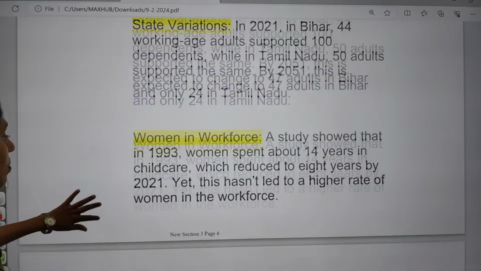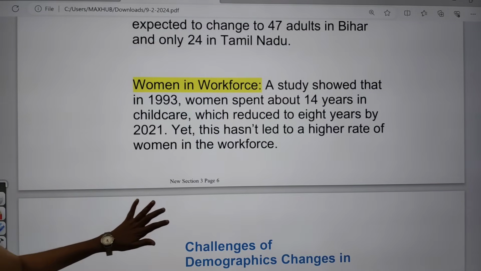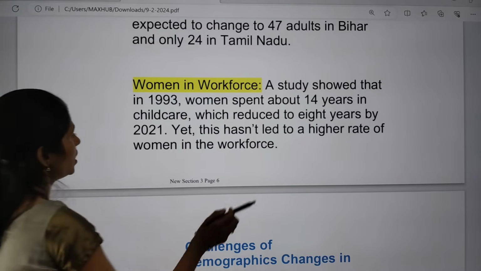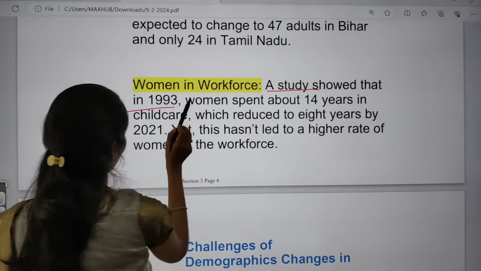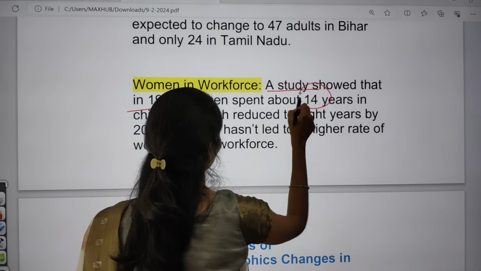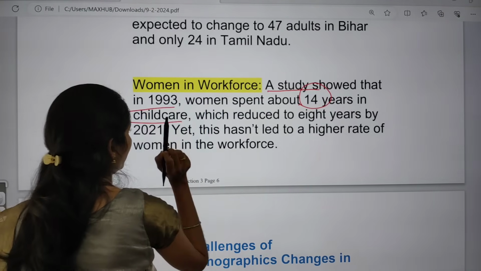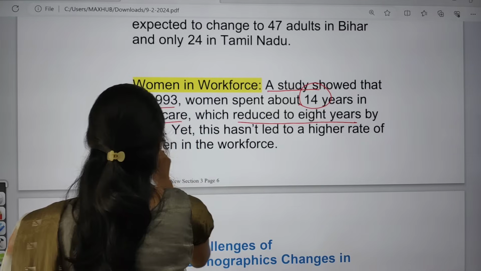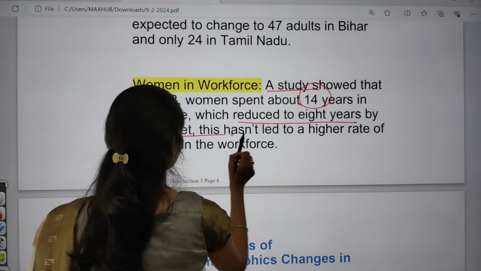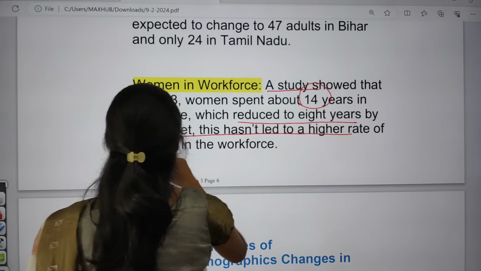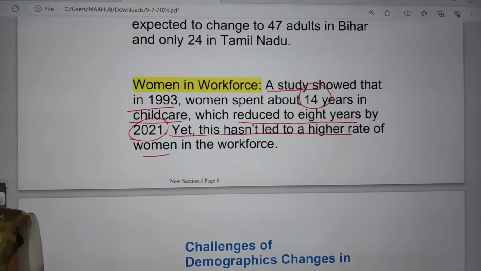Okay, next one is that women in the workforce are also very few. A study showed that in 1993 women spent about 14 years in child care, which reduced to 8 years by 2021, and this hasn't led to a higher rate of women in the workforce. So women's participation in the workforce is very low.